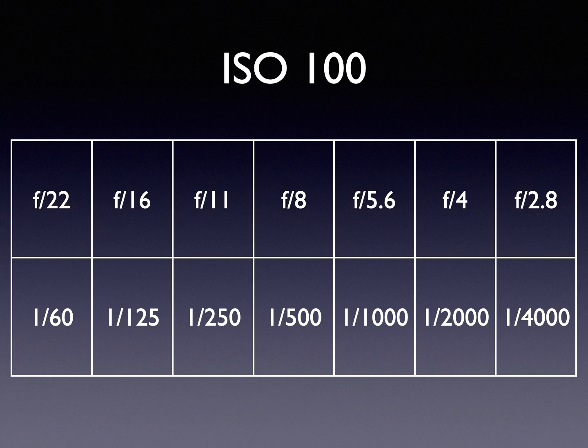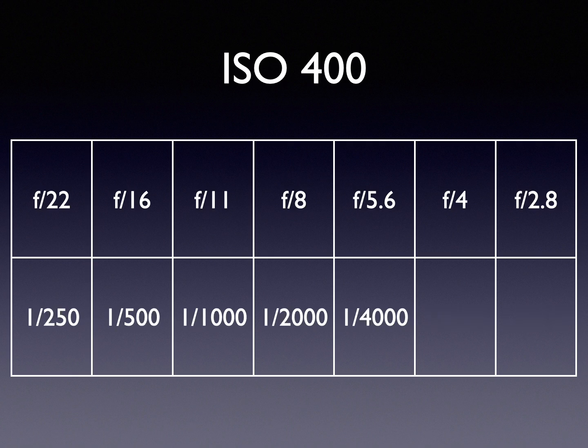you would want to change your ISO. And we'll talk more about that in the next series. So, for example, if you wanted a fast shutter speed and a small aperture opening, you could use a speed like 400, and now you could do f22 at a 250th or f16 at a 500th.